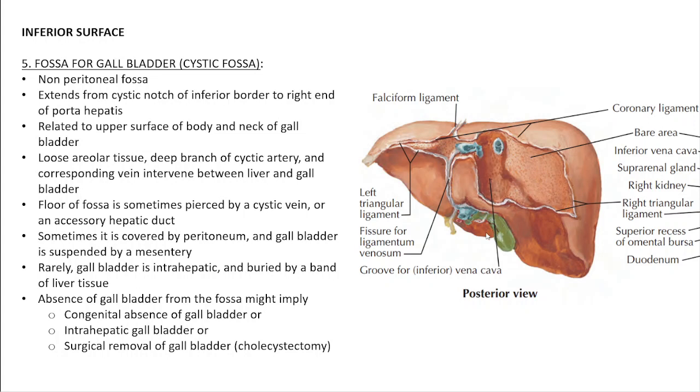In that case, the gallbladder is said to be intrahepatic, right? If the gallbladder is not seen here on the inferior surface of the liver, it might imply three things: either there is an intrahepatic gallbladder, or the gallbladder is absent congenitally, or the gallbladder has been removed surgically as a treatment, a cholecystectomy, or for other conditions of the gallbladder, right?